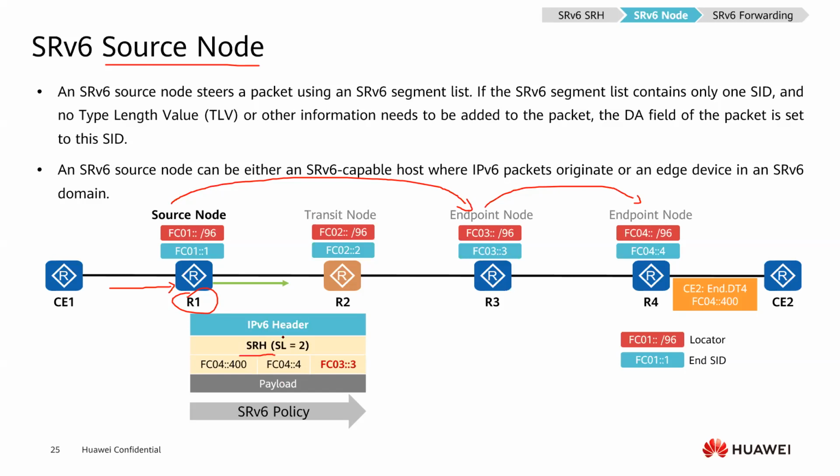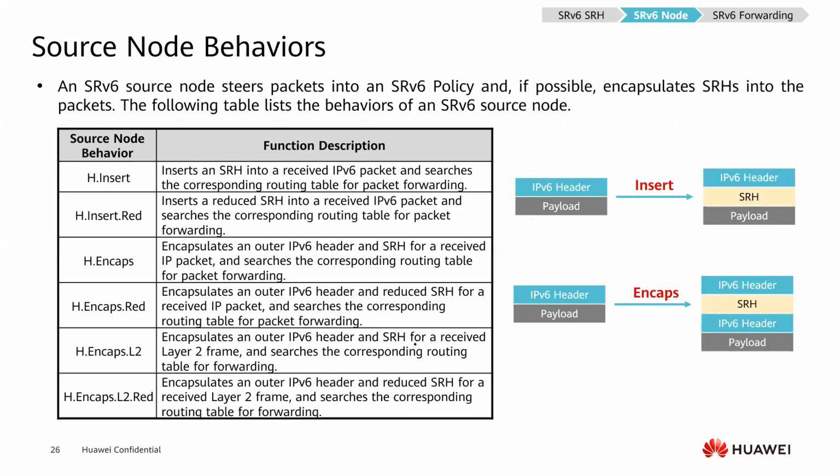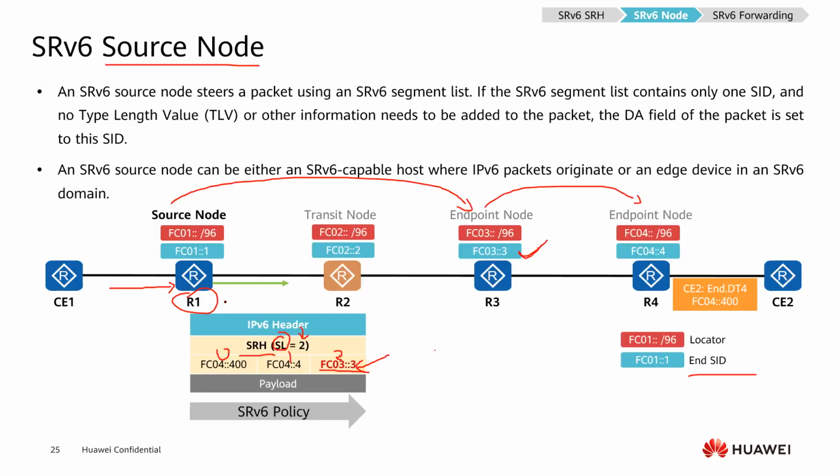The SRH segments left is 2. I mean, this is 2, 1, 0. So the 2 will be F03::3, which means this device. It's an End SID, right? So R1 will send it out based on the IPv6 routing table. It will find out how to get to here.